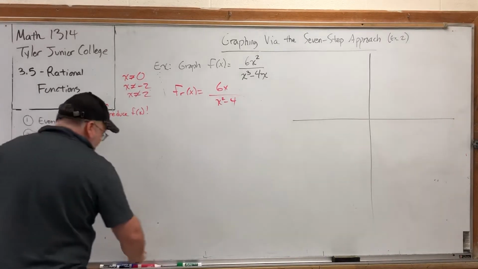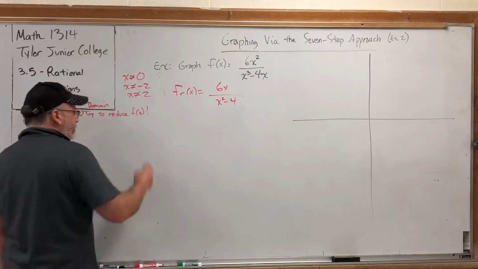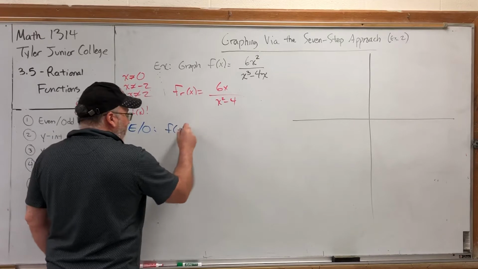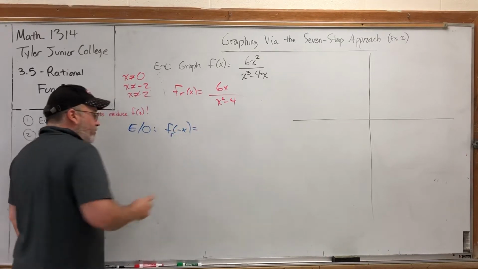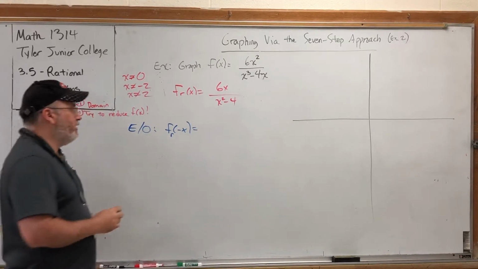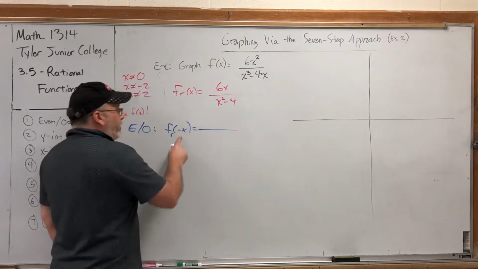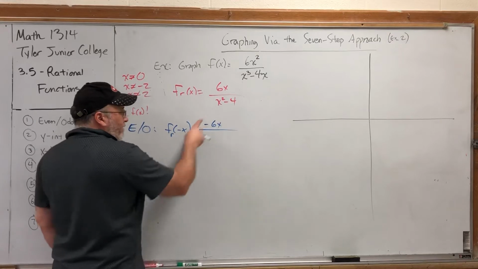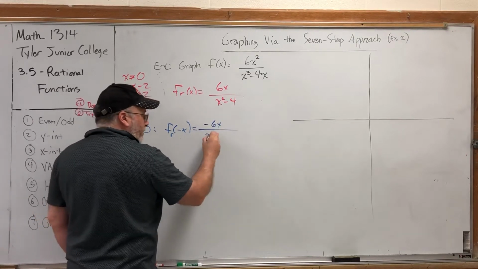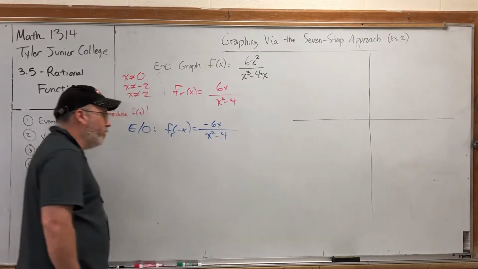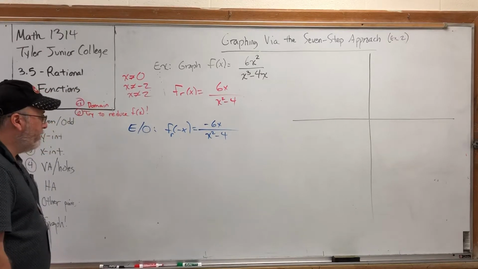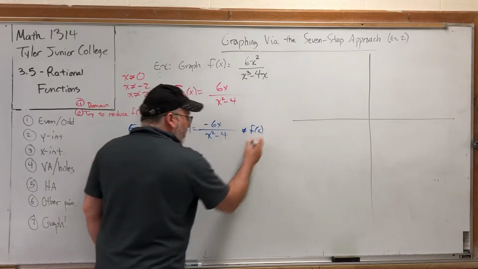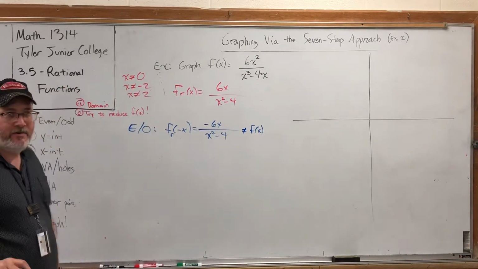If we want to check even versus odd, so for the even-odd discussion, we start by calculating f of -x, but we're doing it in the reduced function. So let's just talk it out real quick. Putting a negative on the top gives us -6x. Putting a negative here gets squared, so it disappears and leaves us with x squared minus 4. This is not the original function. It almost is, except for that extra negative.